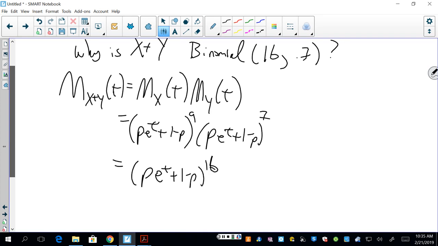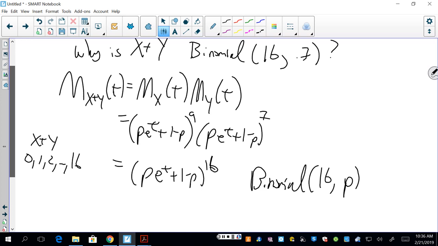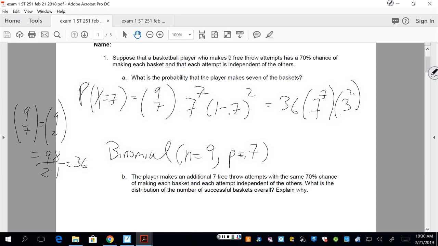And the values of x plus y, you can get 0, 1, 2, all the way up to 16. So it has the range and the moment generating function of a binomial with 16 trials and some p, in this case p is 0.7. If I gave you the moment generating function, you could more formally show that. But most of the problems would be more applied. Any questions about that? How about the second one?